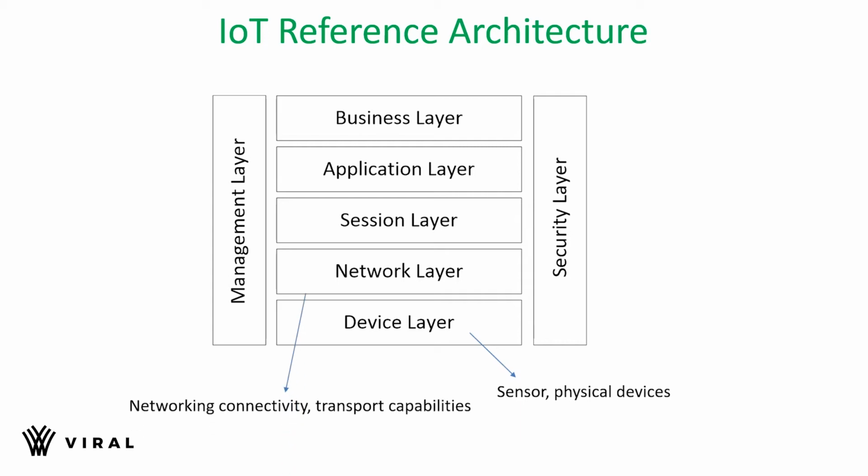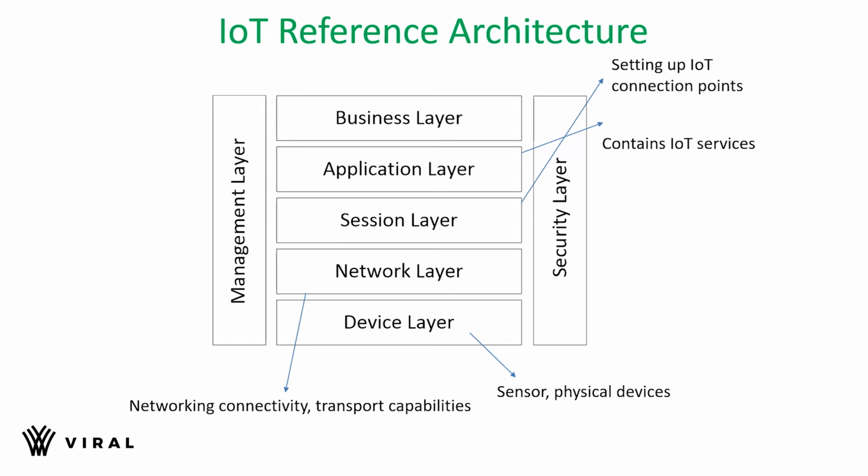The second important layer is, of course, network layer. We are talking about the network connectivity, transporting the data across these layers. And the third one is session layer. Of course, you need a session to set up the IoT connection points. That is the third layer. Fourth layer is application layer. We are addressing different IoT services.